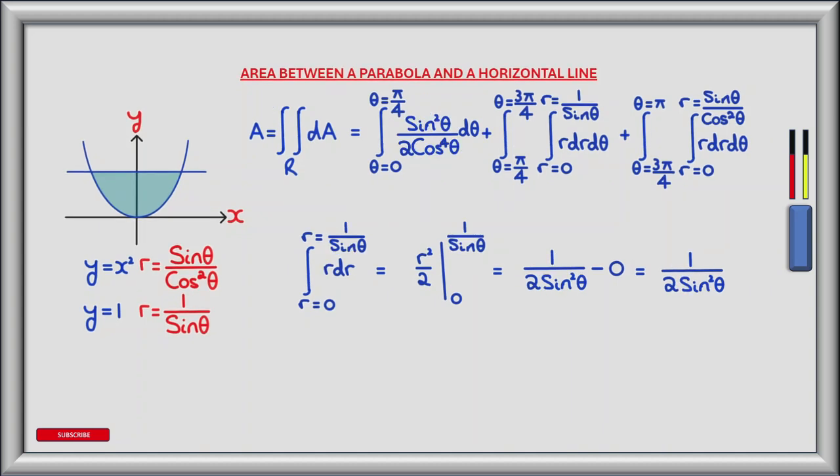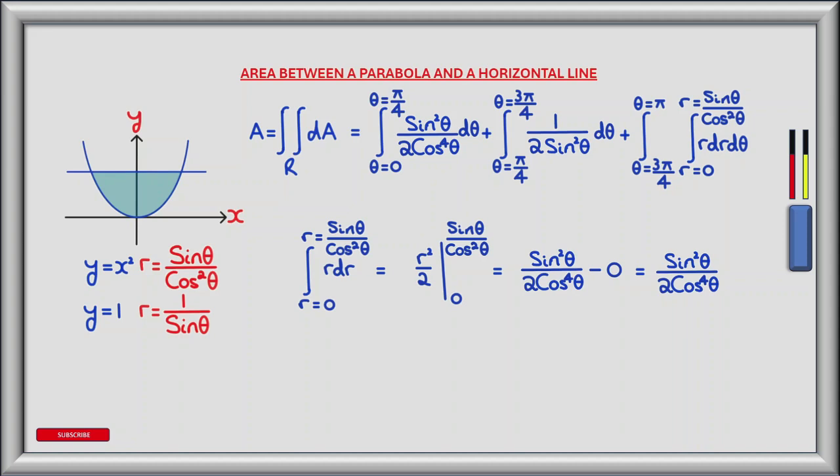For the second of the inner integrals, we have the integral from r equals 0 to r equals 1 divided by sine theta, r dr. The antiderivative of this is r squared divided by 2. And if we plug in the limits of integration, we have 1 divided by 2 sine squared theta minus 0, which equals 1 divided by 2 sine squared theta.